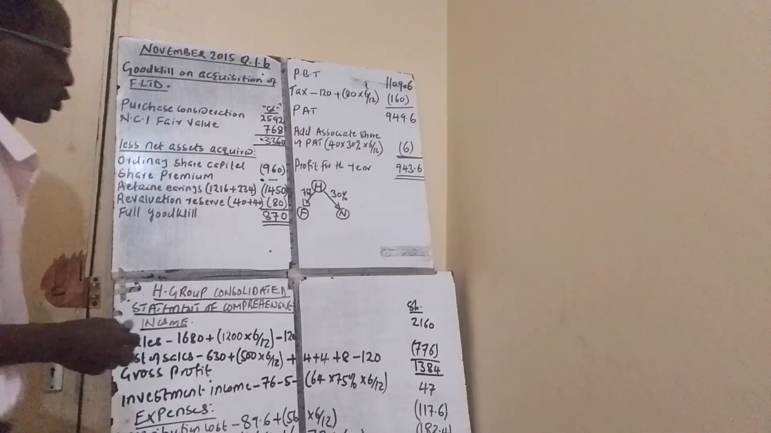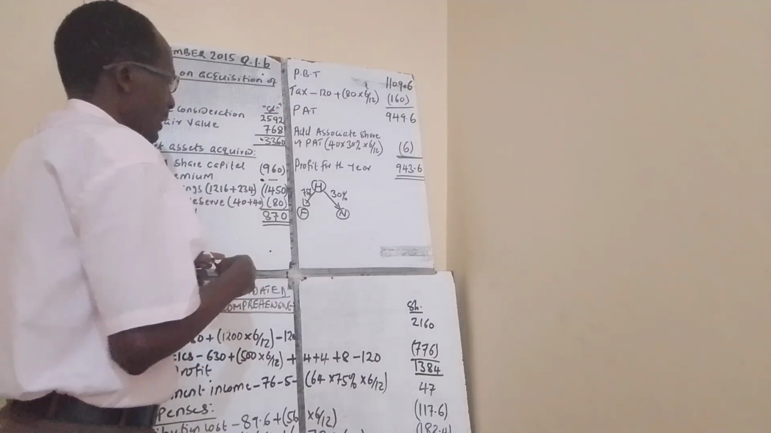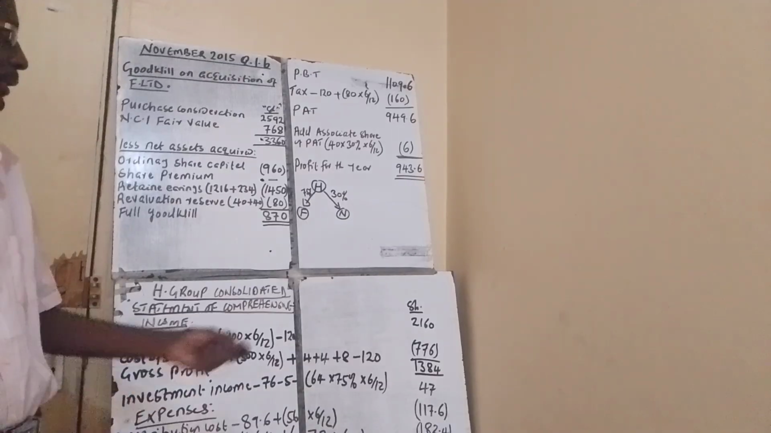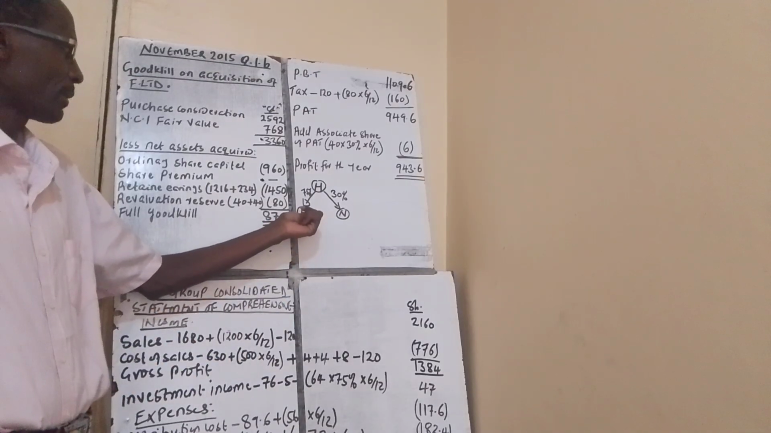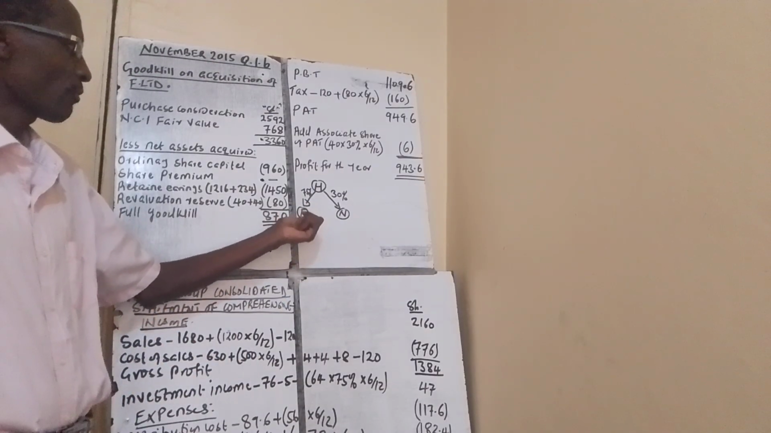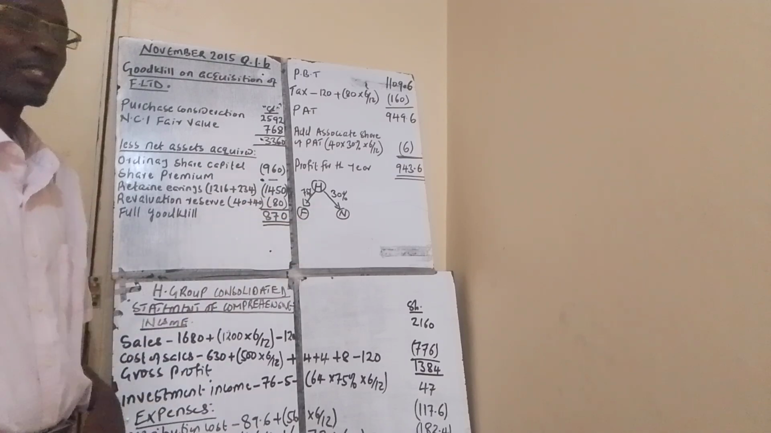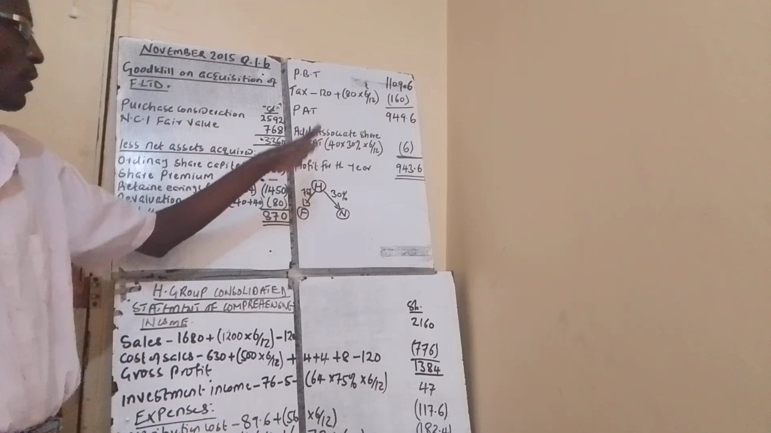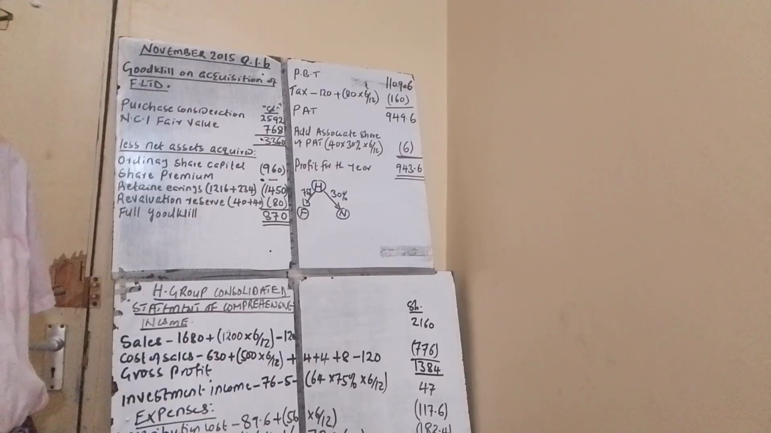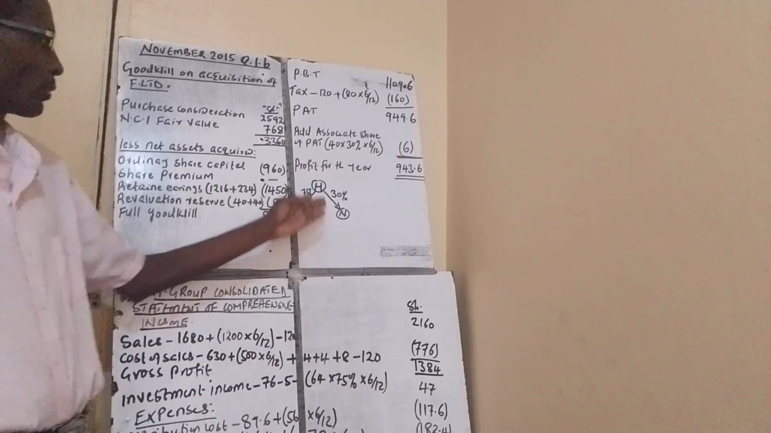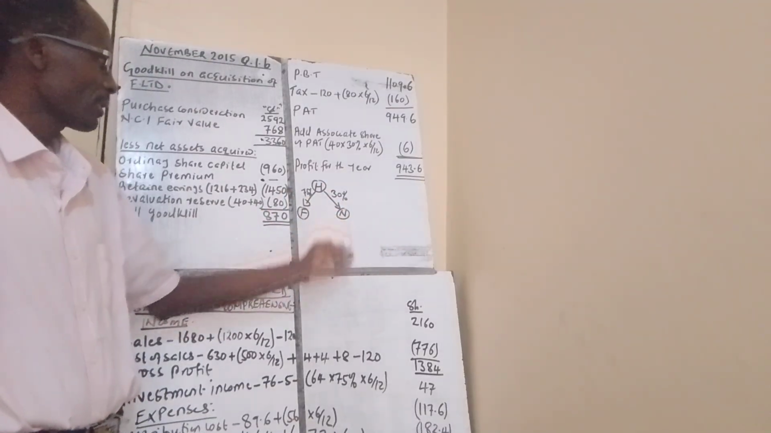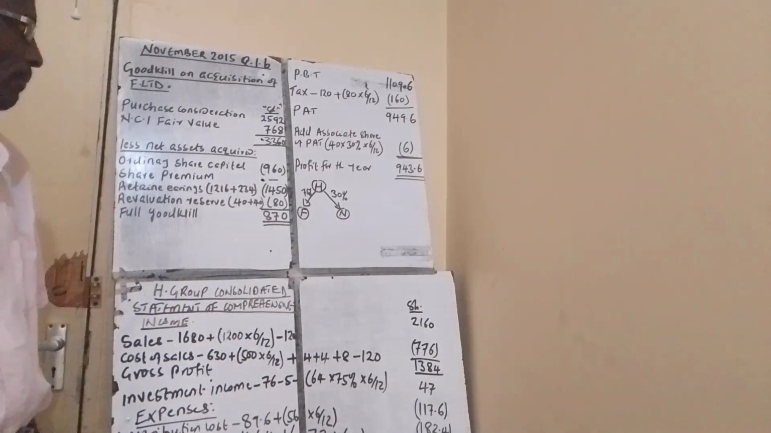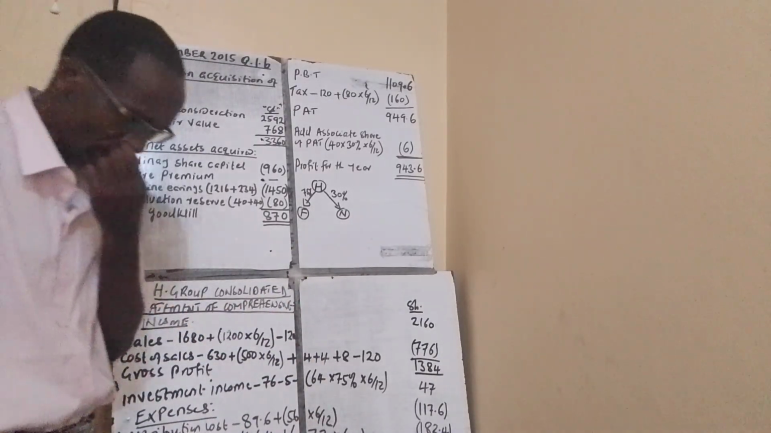So important thing to note here is that H is the parent or the holding company. They have acquired 75% of F Limited. So F Limited is a subsidiary and the remaining 25% will go to non-controlling interest. We also acquired that percent of N, and N, for that matter, is an associate.